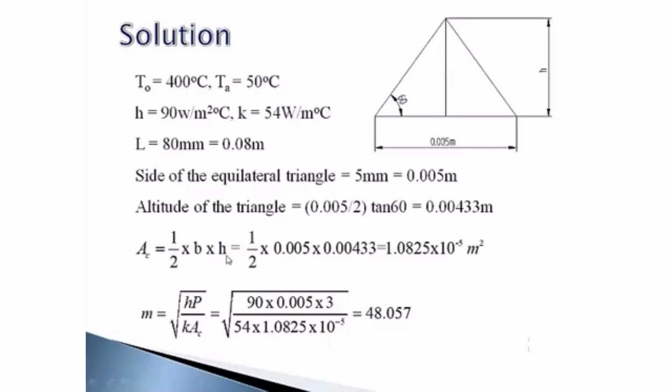Now you can find out the area of this triangle, half of base into altitude or height. So half base into height, I calculate the area as 1.0825 into 10 raised to minus 5 meter square.